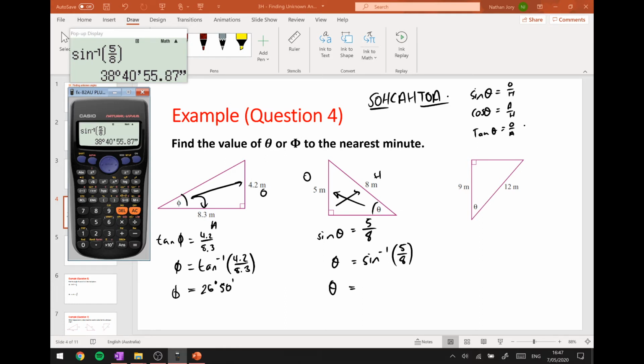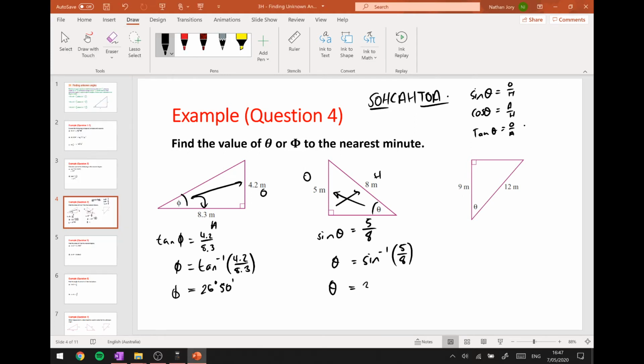So that rounds up to 38 degrees, 40 minutes and 55 seconds. So it's going to round up to 38 degrees and 41 minutes. Remembering that seconds is the 30 split. So if it's 30 and above, it rounds up. And if it's below 30, it stays the same.